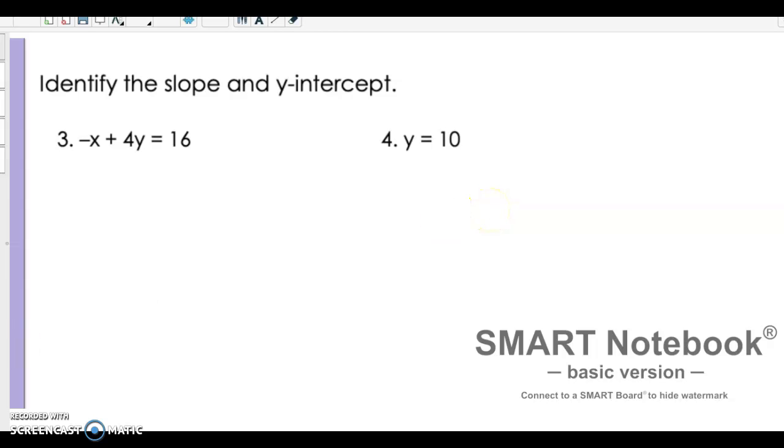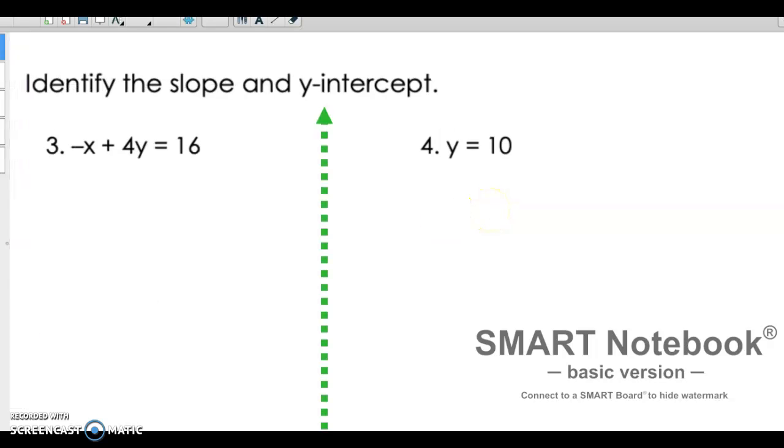Okay, here we need to identify the slope and the y-intercept. So for number 3, we're given the equation negative x plus 4y equals 16. This equation is in standard form, and we want to get it into slope-intercept form.